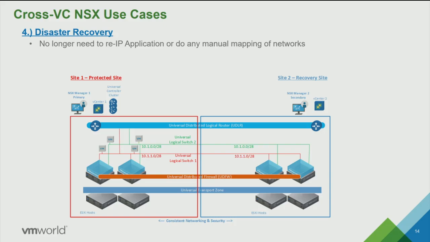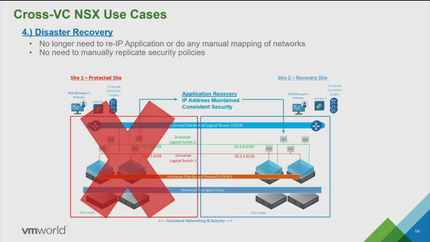But okay, good. So disaster recovery is a very good use case. Consistent networking, but not just that, but consistent security. So now if your site 1 goes down, your disaster recovery orchestration tool brings up these workloads at site 2. You don't have to do anything. The networking is there. The security is there. The workloads come up and everything's good to go, right?